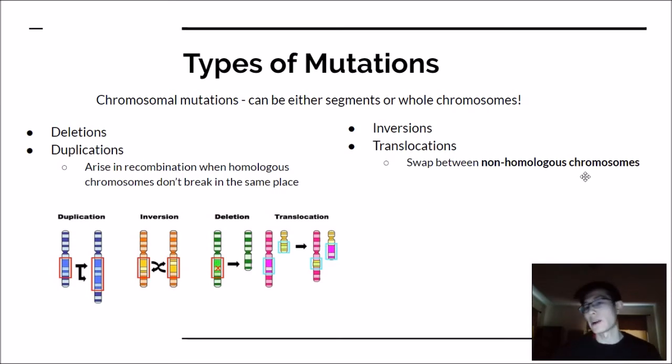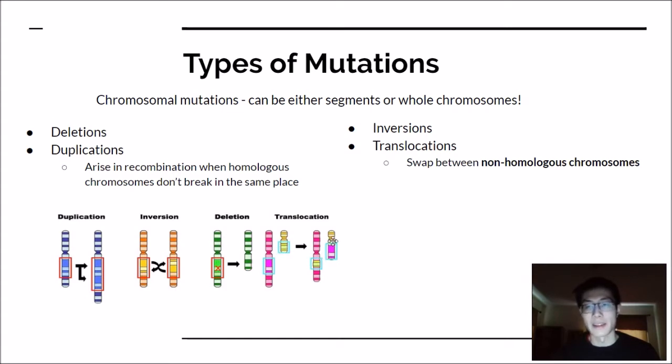We can also have translocations, which is the final type of chromosomal mutation that's relatively common. A translocation is basically genetic swapping between non-homologous chromosomes. So you have a section of the chromosome on this particular pinkish chromosome that's going to be swapped with this particular section on this yellow chromosome.